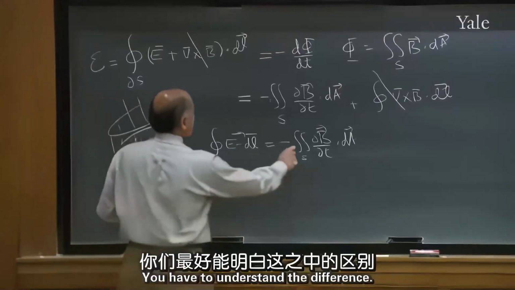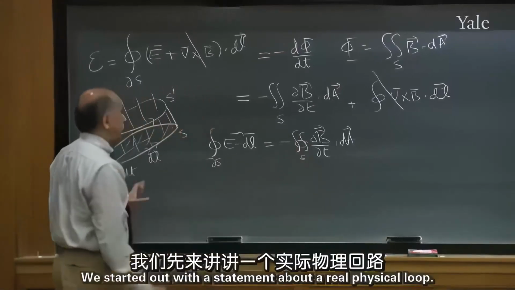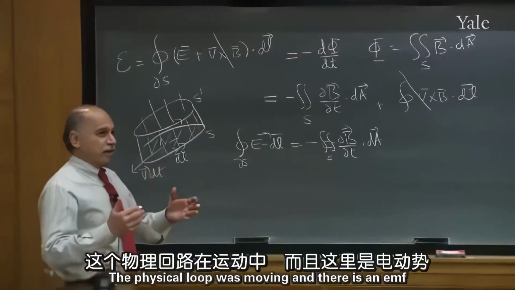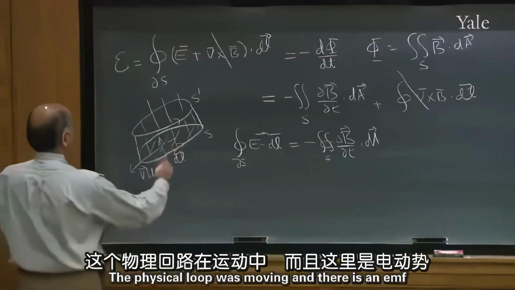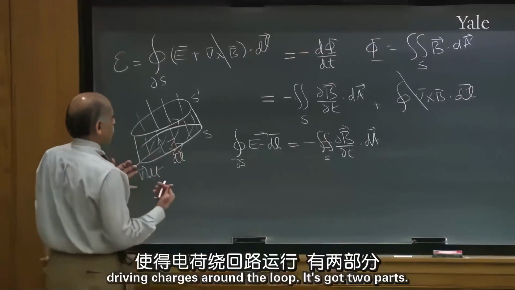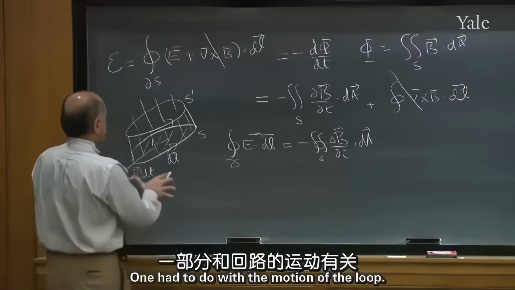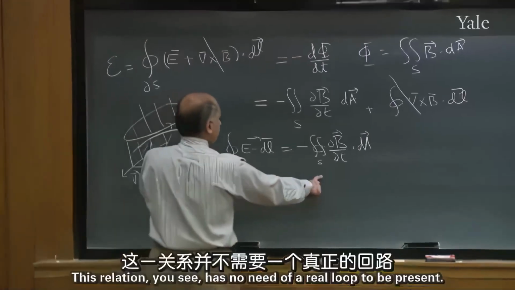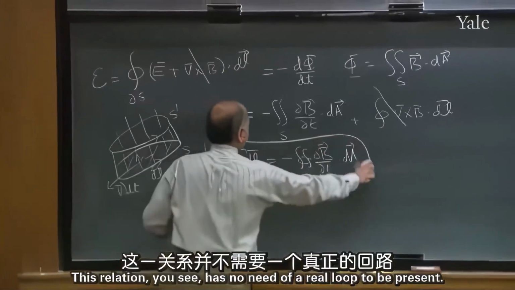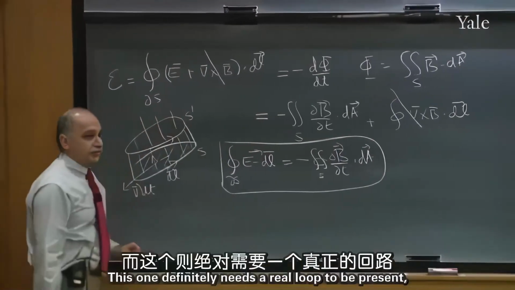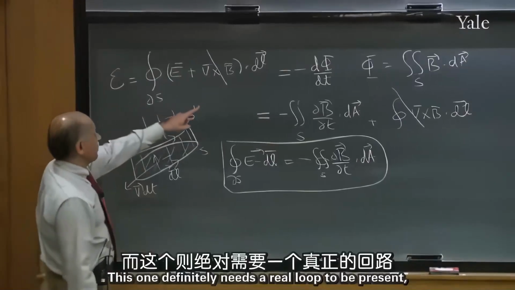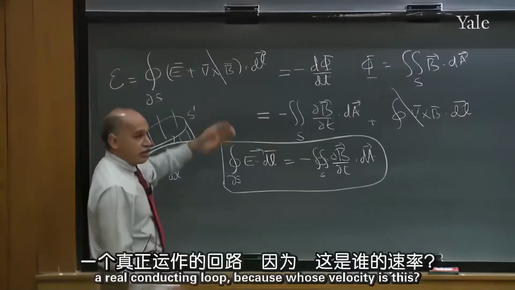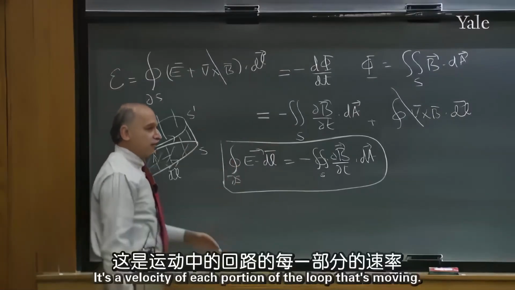You have to understand the difference. We started out with the statement about a real physical loop. The physical loop is moving, and there is some EMF driving charges around the loop. It's got two parts. One had to do with the motion of the loop, other had to do with the changing of the field. This relation, you see, has no need of a real loop to be present. This one definitely needs a real conducting loop to be present, because whose velocity is this? It's the velocity of each portion of the loop that's moving.